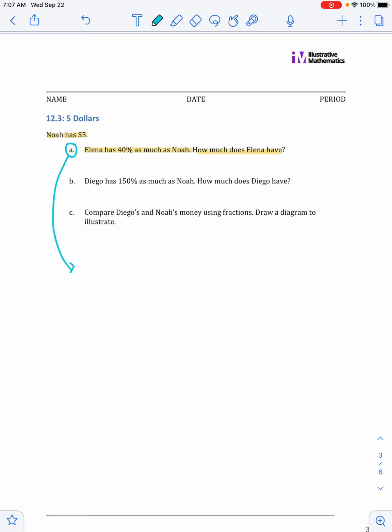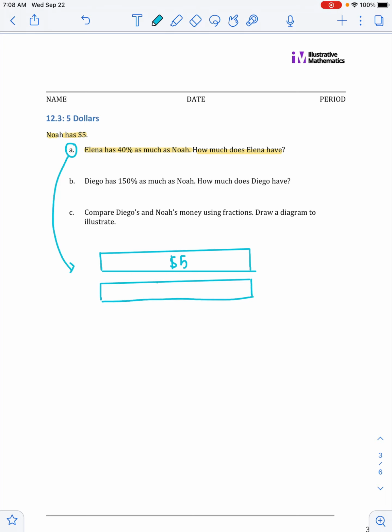So we know that Noah has $5, and Elena has 40% as much as Noah. So there are a few different ways that we could solve this. We could use the tape diagram that we were introduced to in today's lesson. We know that the whole tape diagram is $5. But we know that Elena has 40% as much, which we could show with two 20%.